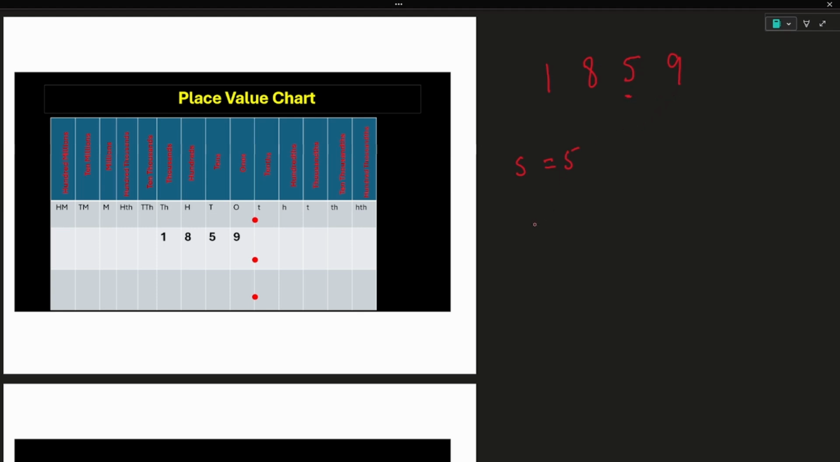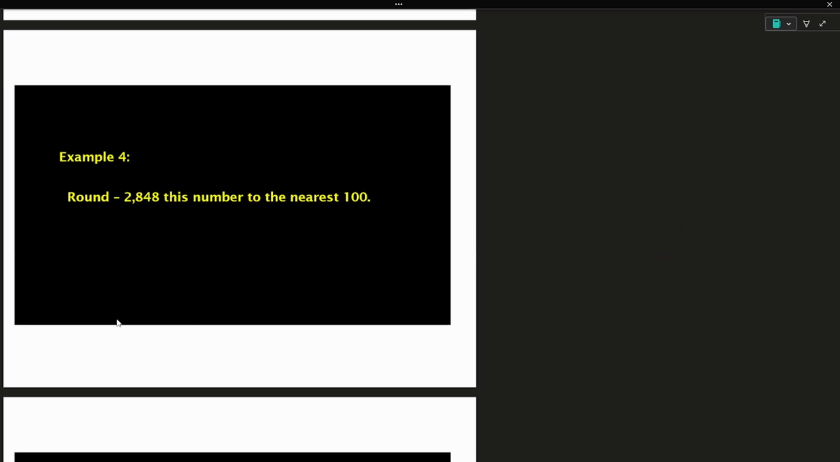Hence, 1859 will be, that is, we increase the 8 by 1, so it will be 1,9, and then replace all the digits after the 100 place with 0. So our answer is 1900. That is 1900. Example 4.